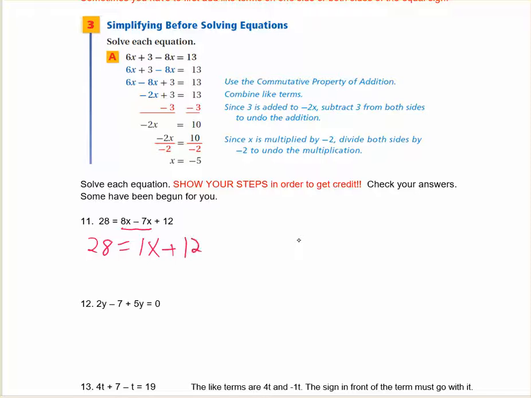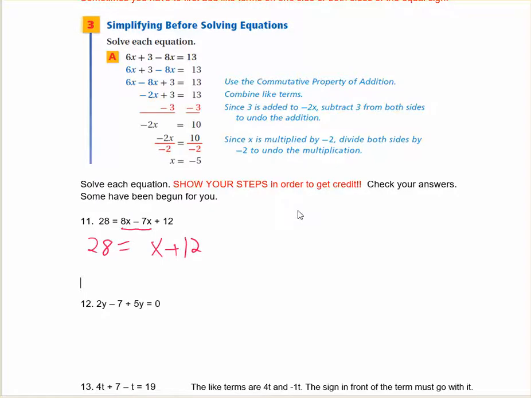And you don't have to write 1x, you can just write x. And then you can see that there's only going to be one more step to do, and that is to solve for x by subtracting 12 from both sides. So this is not the answer. You still have to finish and find out what x is equal to, but that's your first step.